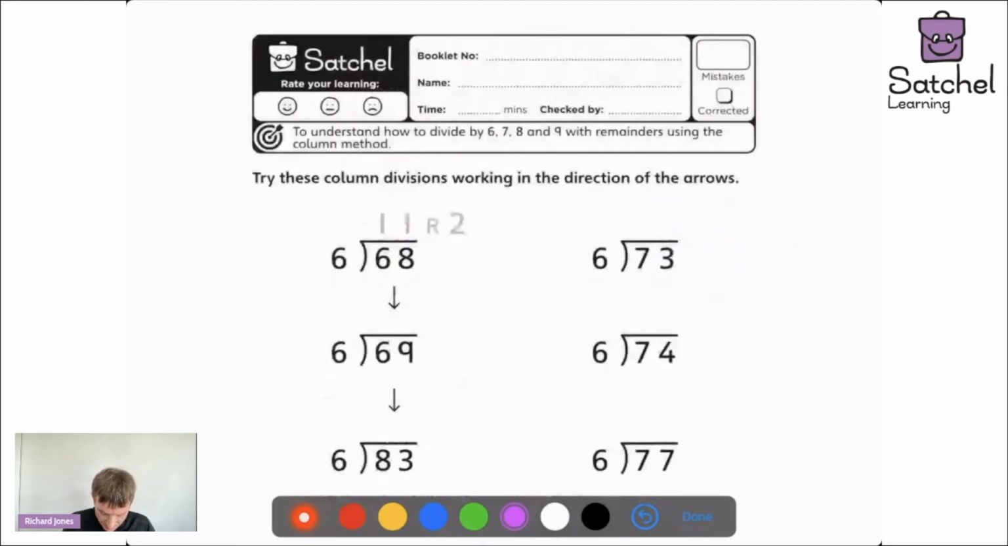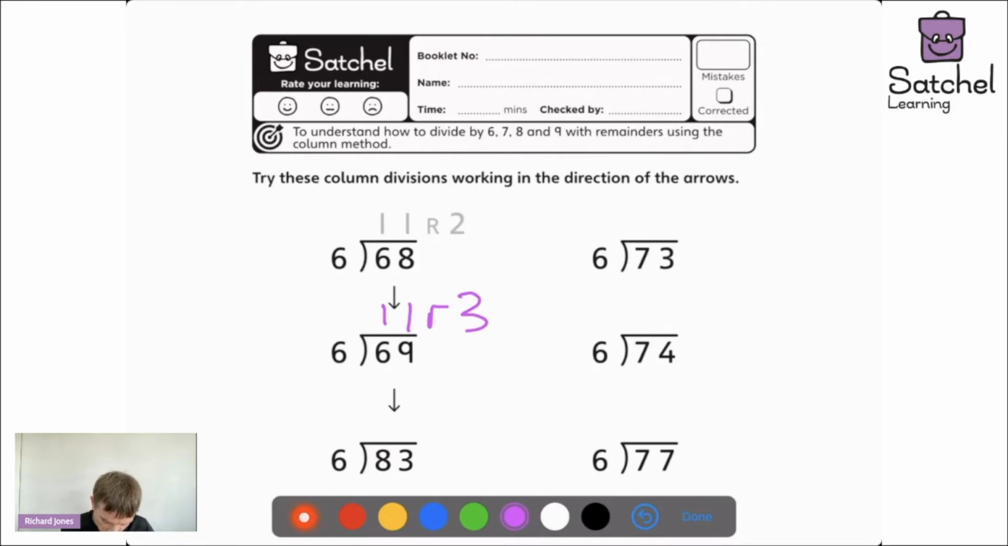Once they can do that, we move on to what's called bus stop division. Now, bus stop division is something that's taught at school, and it works best where you can divide the divisor into the first number. So here we can do 6 divided by 6 is 1, and then we do 9 divided by 6 is 1, remainder 3. So it's 11, remainder 3.